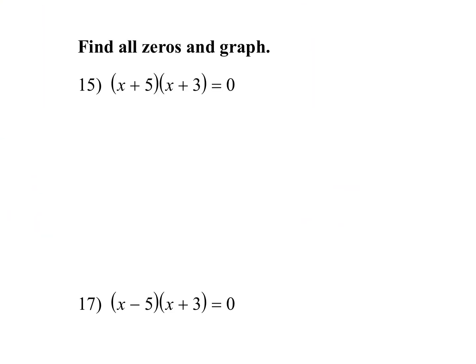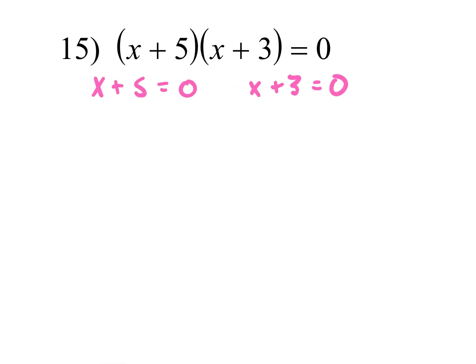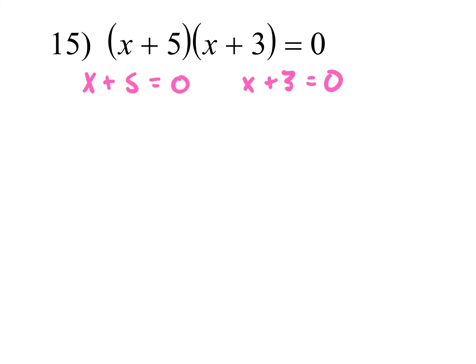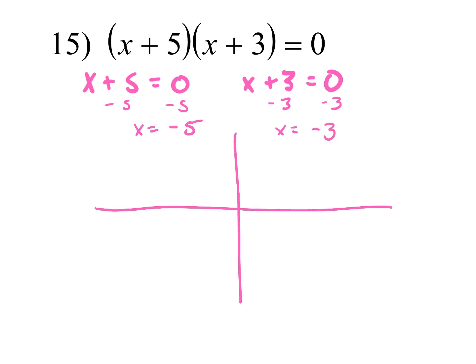So for the last ones, we have to find the zeros and graph. So how do I find the zeros? Set each piece equal to 0. So x plus 5 equals 0 and x plus 3 equals 0. So then we have two little equations here, and we just solve for x. So how do I solve for x in the first one? Subtract 5. So what does x equal? -5. And in the second one? Subtract 3. So what does x equal? -3. So draw your graph.